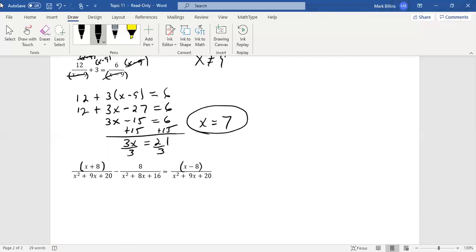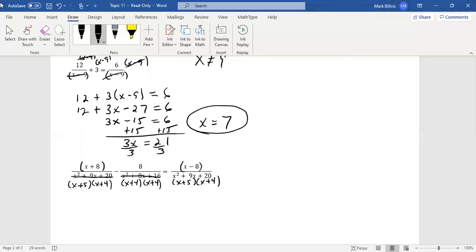So again, since our leading coefficients are 1, I'm going to factor x squared plus 9x plus 20 by asking, what are the factors of positive 20 that add to 9? And that would be a positive 5 and a positive 4. So for the second term, I'm looking for the factors of 16 that add to an 8, and that would be a positive 4 and a positive 4. And for my last one, it's exactly the same as the first, so I can just write down my answer, x plus 5 times x plus 4.